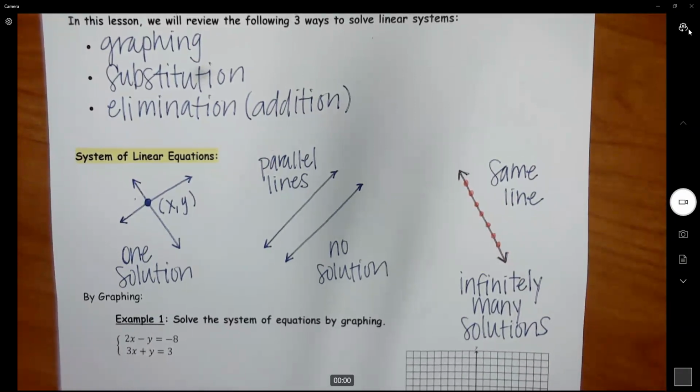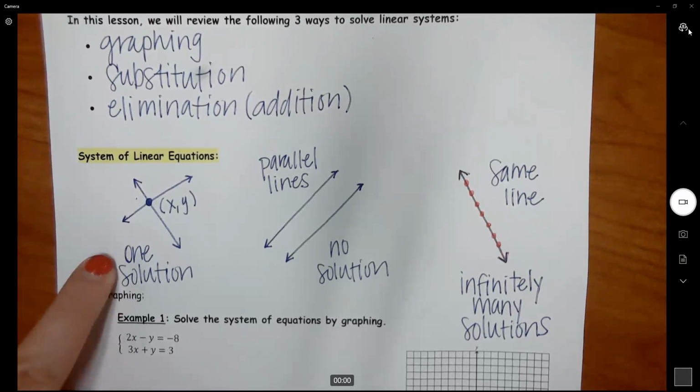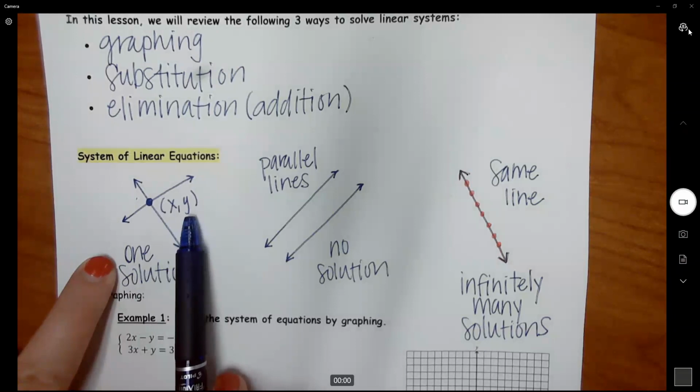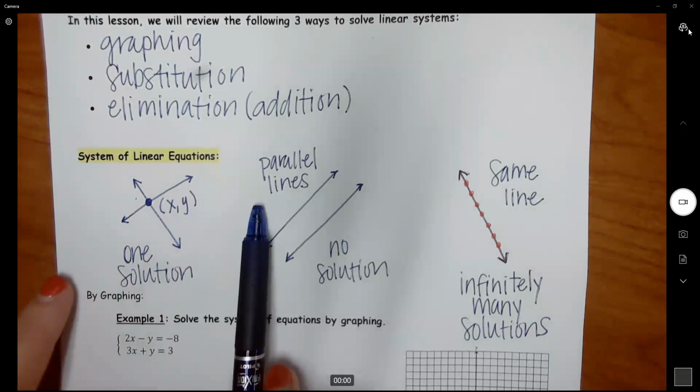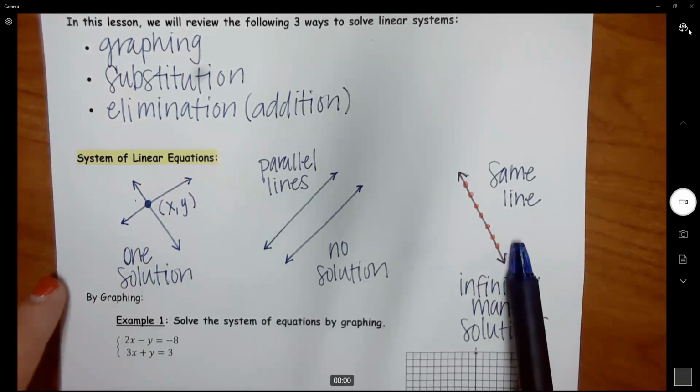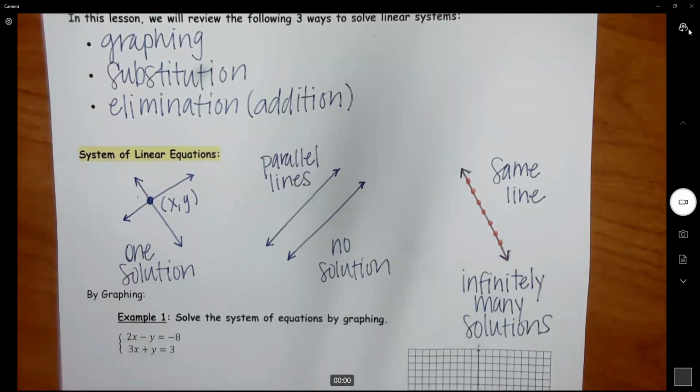These are the 3 outcomes that can happen. When it's one solution, you always write that as an ordered pair, so x comma y. You can have parallel lines, which has no solution, and you can have the same 2 lines on top of each other, which means you have infinitely many solutions.